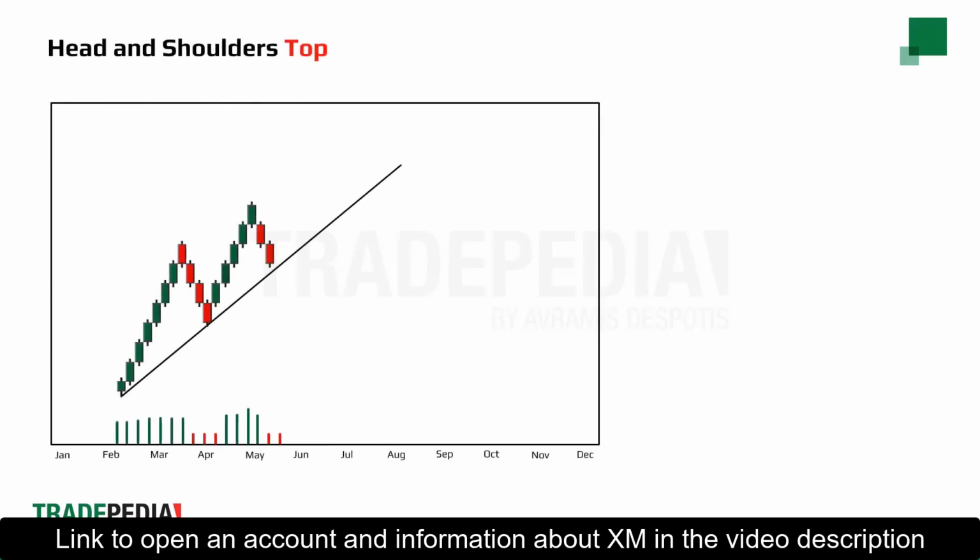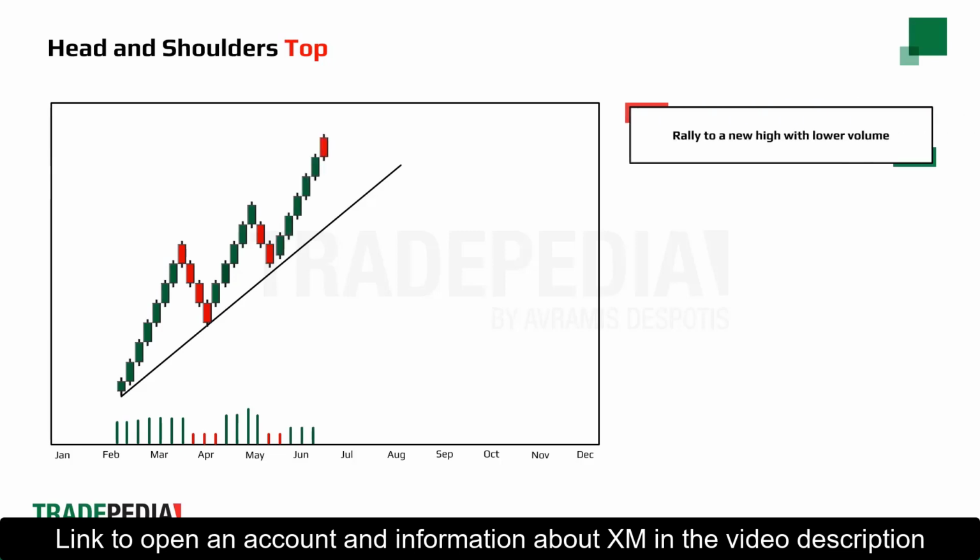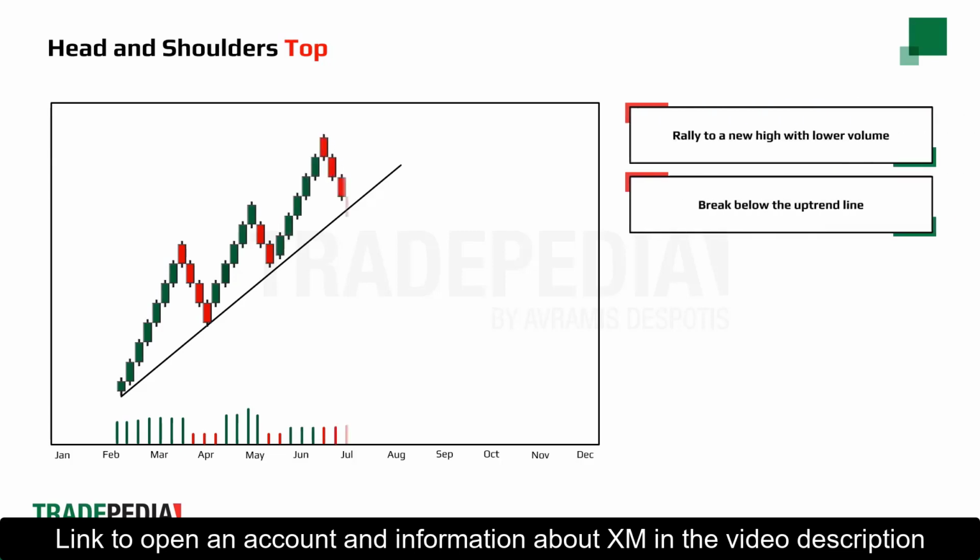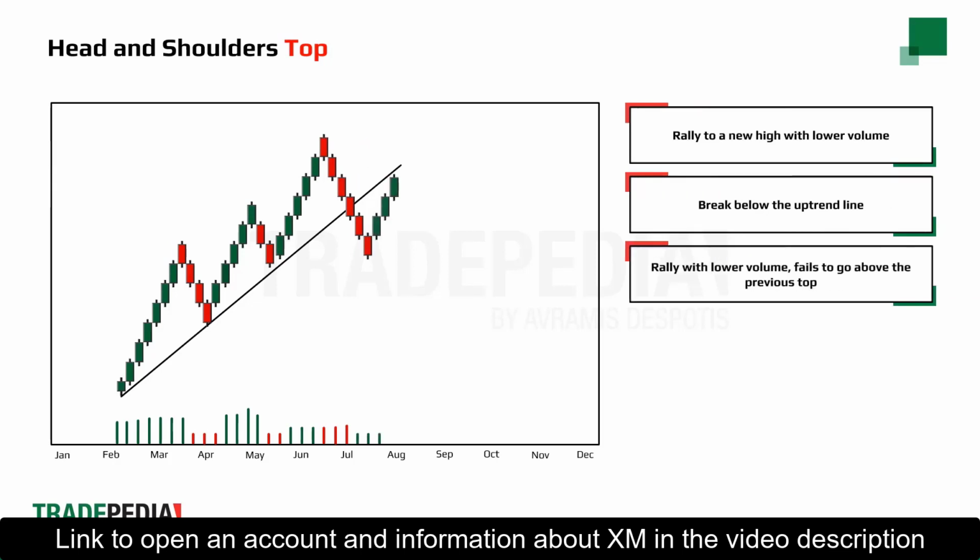Let's take a look at the most popular reversal pattern, the head and shoulders. A head and shoulders top consists of a rally to a new high with lower volume, and a break below the uptrend line. Then a rally with lower volume fails to go above the previous top. At this point, we can identify the neckline by drawing a straight line connecting the two previous bottoms.